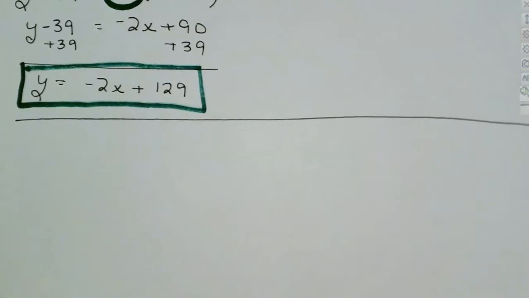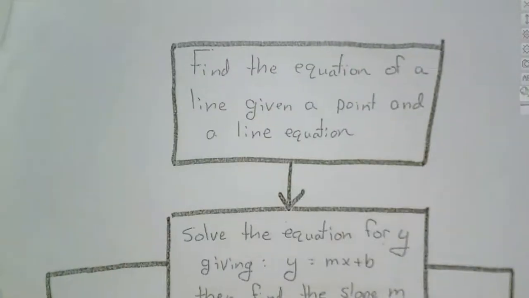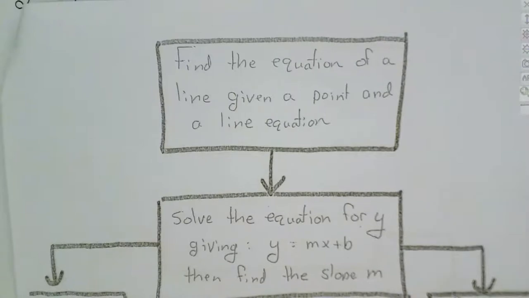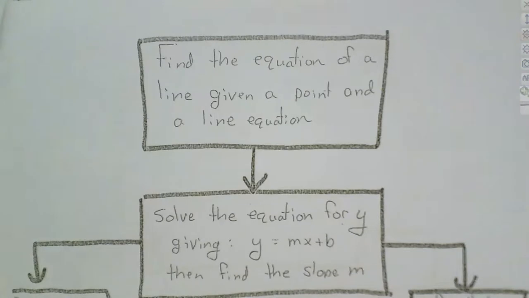Now we're going to talk about the next ones. And the next ones are a little bit more complicated. The next questions, we're going to have to be talking about parallel and perpendicular. So let's take a moment now to look at our flow chart, the last page. The last page we use when we have a point and a line equation.